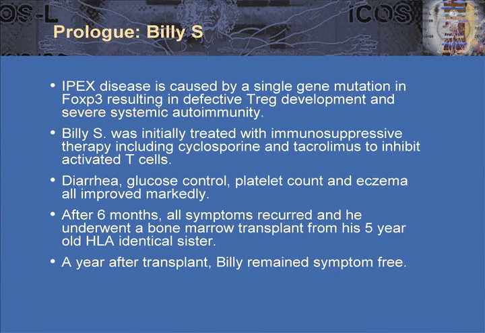Billy S. was initially treated with immunosuppressive therapy, including cyclosporin and tacrolimus, to inhibit activated T cells. The diarrhea, glucose control, platelet count, and eczema all improved markedly. However, after 6 months, all of his symptoms recurred and he became refractory to this medical therapy. Billy subsequently underwent a bone marrow transplant from his 5-year-old HLA-identical sister. A year after transplant, Billy remained symptom-free.